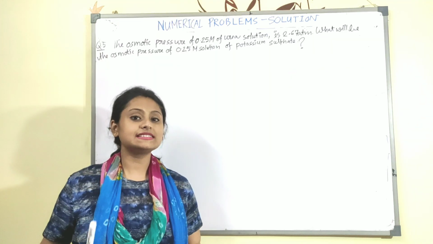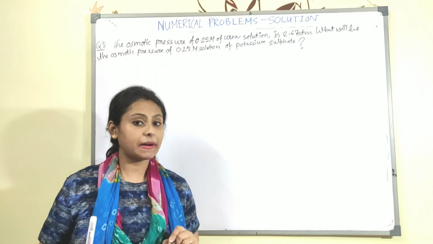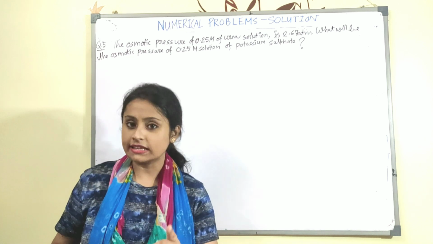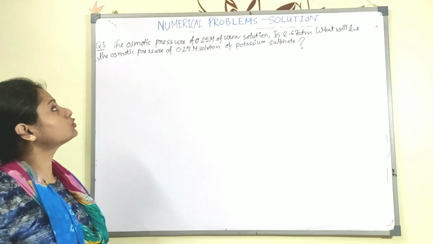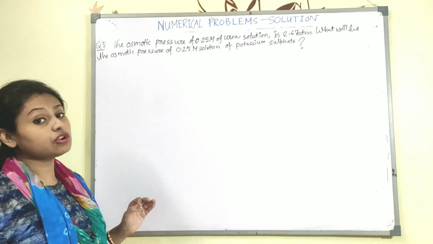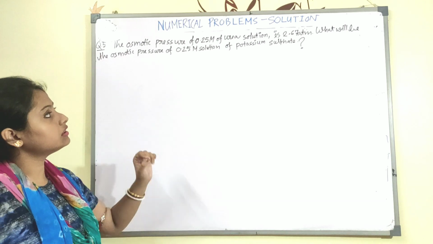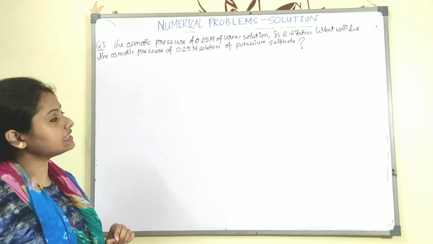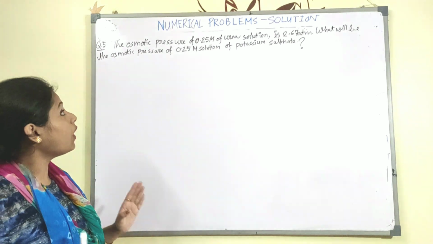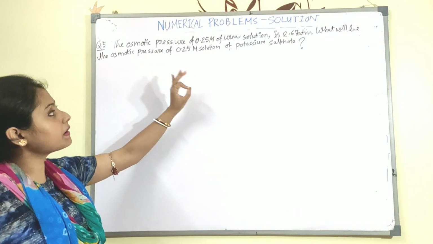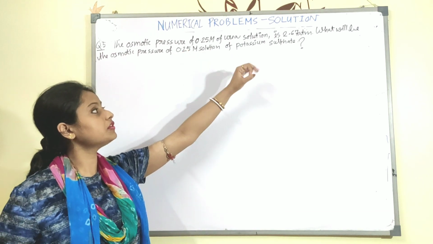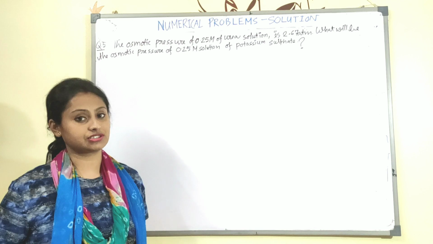This problem is about the osmotic pressure of a solution, that is also a colligative property. Let us go through the problem. The osmotic pressure of 0.25 molar urea solution is 2.67 atm. What will be the osmotic pressure of 0.25 molar solution of potassium sulfate?